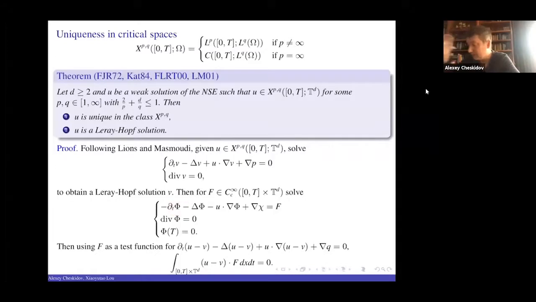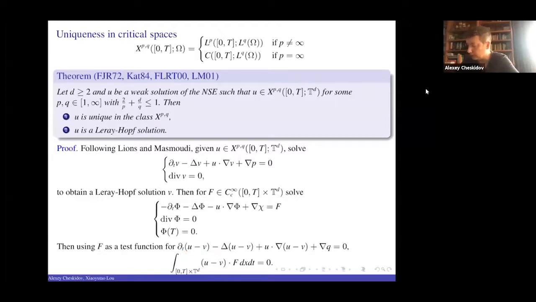And it's very easy to see that phi is regular because U is in the critical space. So it means the linear term in your equation dominates. So the linear term kills the nonlinear term, and everything is fine. So we can use phi as a test function for the difference between U and V.